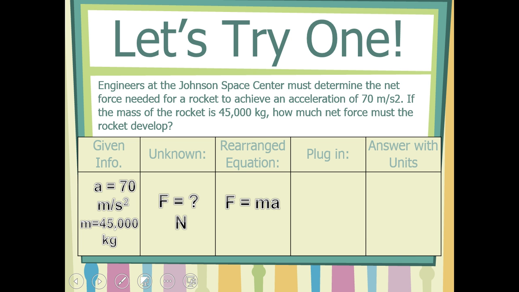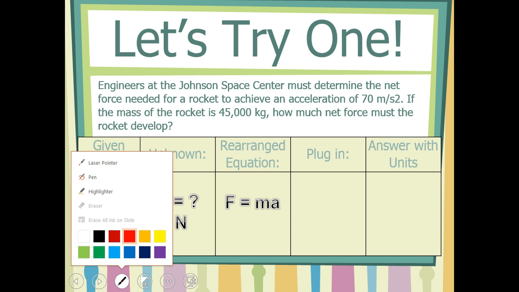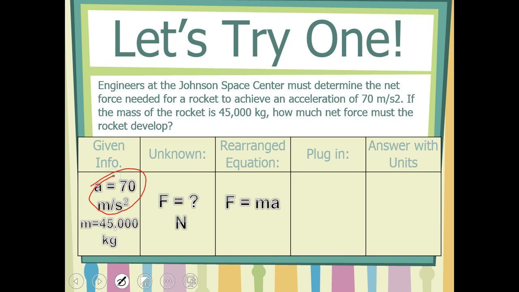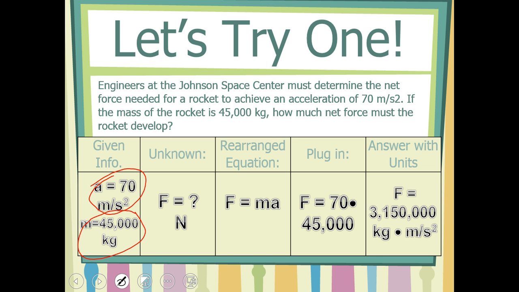Our equation is force equals mass times acceleration, and that's always going to be on your pink sheet. To plug in, you're going to have acceleration times mass. So 70 times 4,500 is 3,150,000. And our units are going to be kilograms times meters per second squared because it's mass times acceleration.